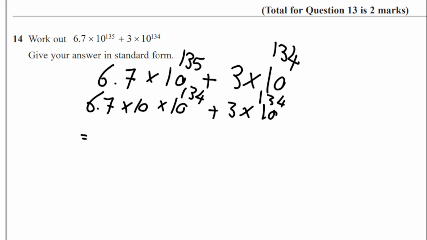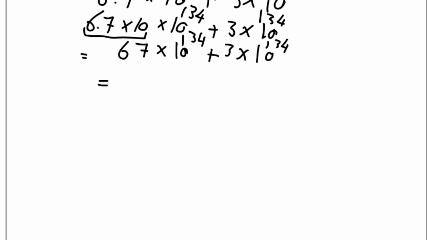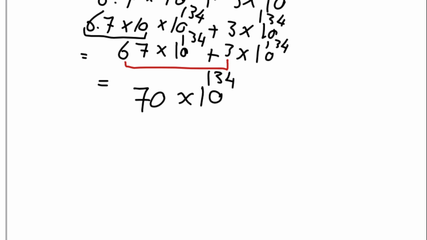Now let's look at the next step. Let's multiply these two. What's 6.7 times 10? 67 times 10 to the power of 134 plus 3 times 10 to the power of 134. Now, the 10 to the power of 134 is just like x. So this is 67x plus 3x. 67 plus 3 is 70, isn't it? So it's 70 times 10 to the power of 134.